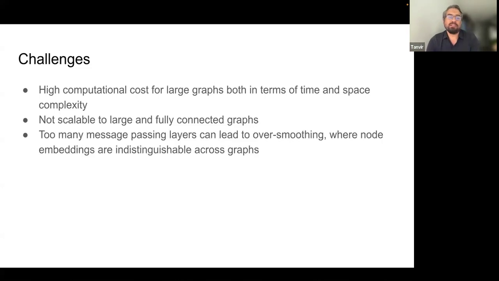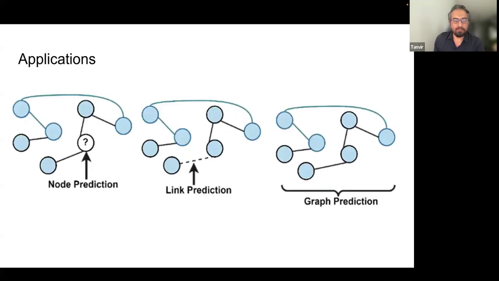Another problem that could happen is if there are too many message passing layers, which means too many iterations of updates, this can lead to oversmoothing, where node embeddings are indistinguishable across graphs. This happens when you're averaging multiple times over each and every node. What happens is these values will become very similar over time. They would converge to the same value, and it would not be possible to learn whether one node is different from another node, or whether one atom is different from another atom, if we do the averaging multiple times over multiple layers.